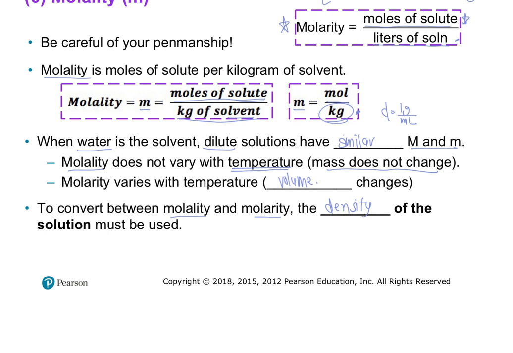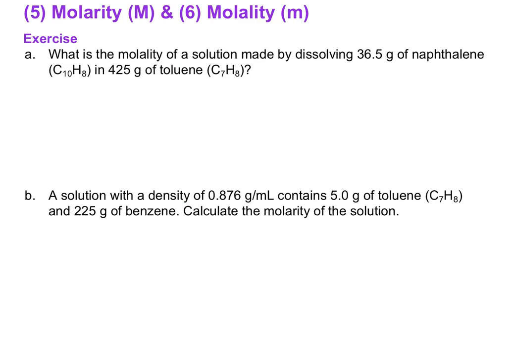So let's practice how this works. This problem wants us to calculate the molality of the solution made by dissolving 36.5 grams of naphthalene, which is C10H8, in 425 grams of toluene. So we can see immediately that the naphthalene is the solute because there's less of it. So we're going to say, okay, molality equals moles of our solute, which is naphthalene, C10H8, divided by kilograms of solvent, which is toluene, C7H8.